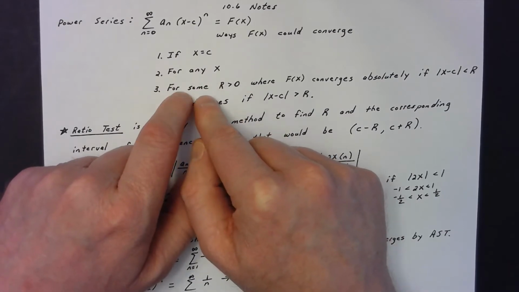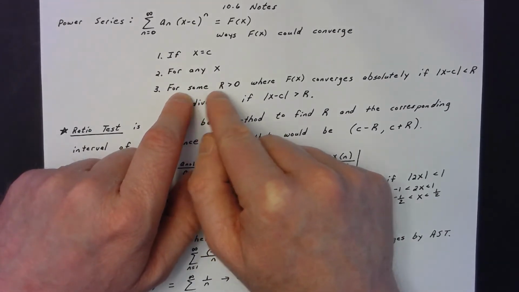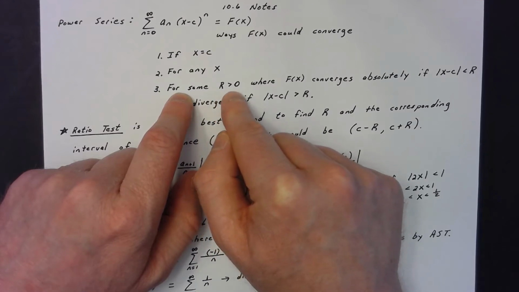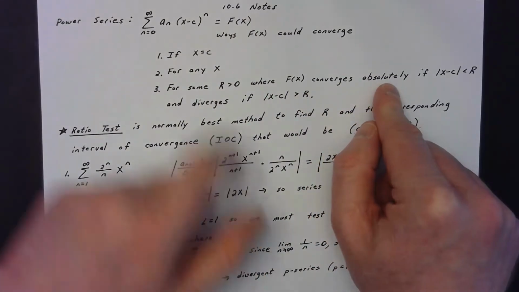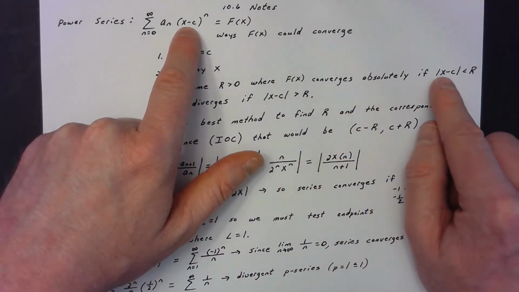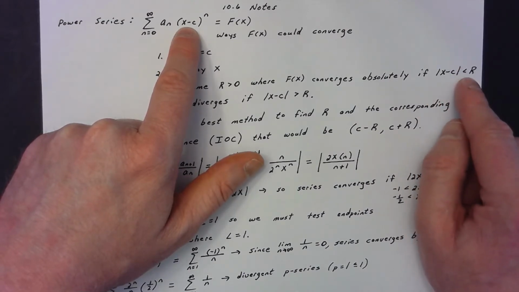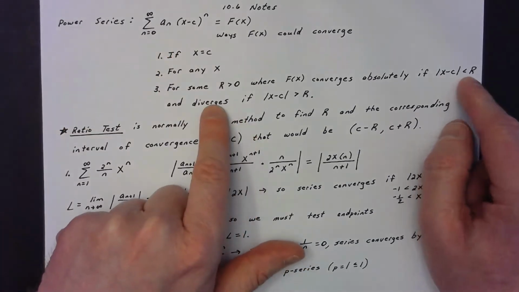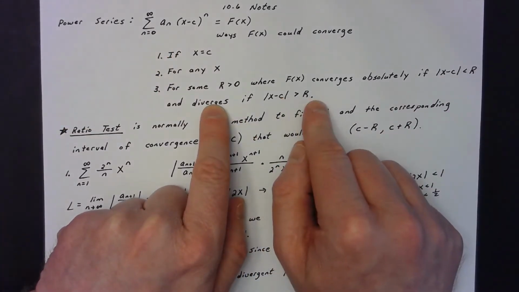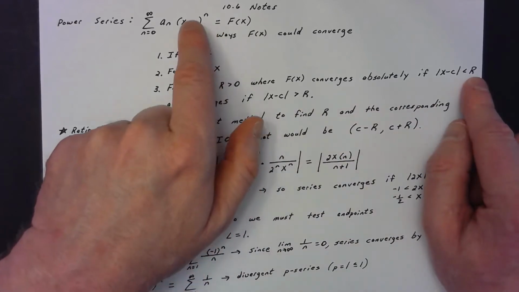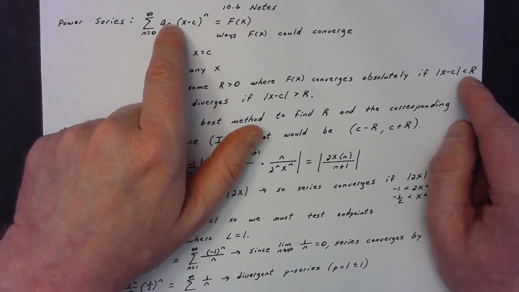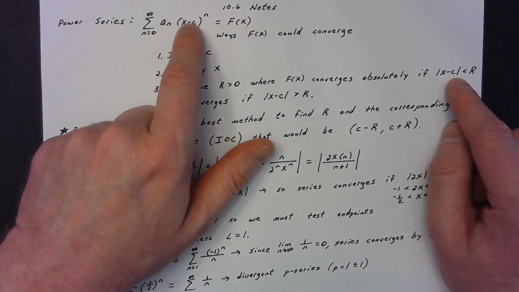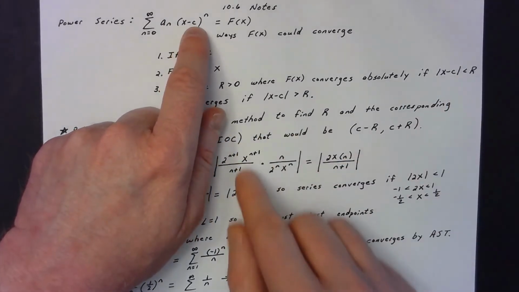Now the most common scenario is case 3. There's going to be some value of r, which we're going to say is larger than 0, where our function f of x is going to converge absolutely if the absolute value between x and c, so the difference between x and c, the absolute value of that, is less than some value r. And it's going to diverge if it's greater than some value r. So we can take some value r to the nth power and multiply it by the terms of our series. And if r is a small enough value, it's going to make our series converge, but if r gets too large, it's going to diverge.